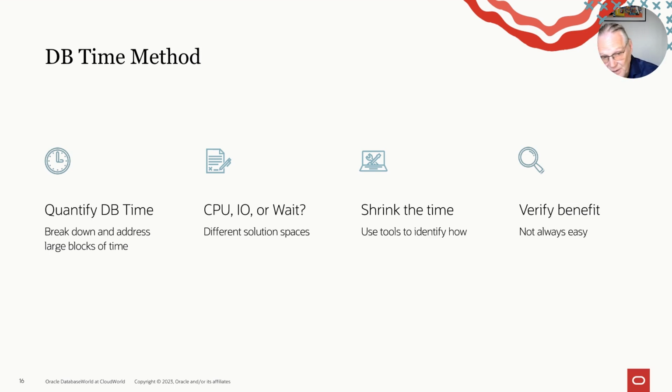Figure out, depending on what solution space you're in, how can you go about shrinking the DB time? Often shrinking DB time involves tuning SQL, perhaps, right? Because SQL is sort of behind all DB time. And we have a number of tools to help with this step, right? SQL Tuning Advisor being a good example there. And then finally, it's always good, and it's often not so easy, or maybe folks just don't do it, but try to verify that the benefits you were trying to achieve were actually achieved, right? So this is just a general statement about how performance tuning should be done.